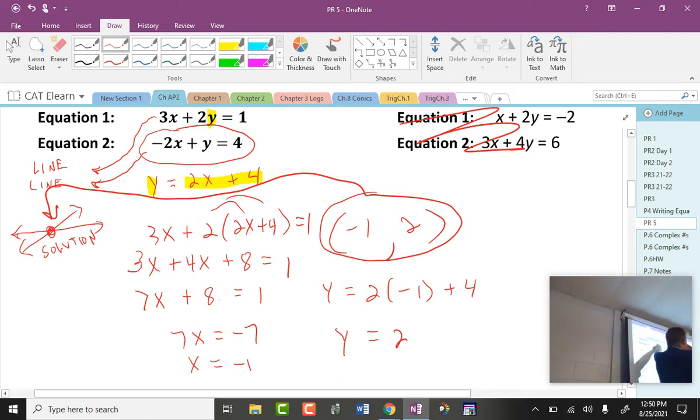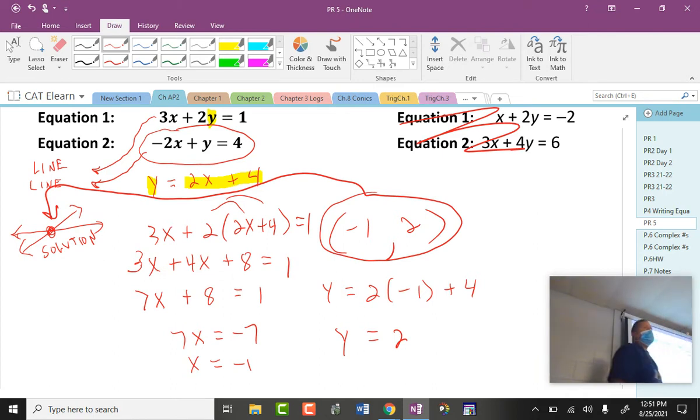So 3 times negative 1 is negative 3. 2 times 2 is 4. 4 plus negative 3 is 1. Check. True. Negative 1 times negative 2 is 2. Plus 2 is 4. Check, baby, 1, 2, 3. That coordinate solved both equations. That's why it's called the solution.